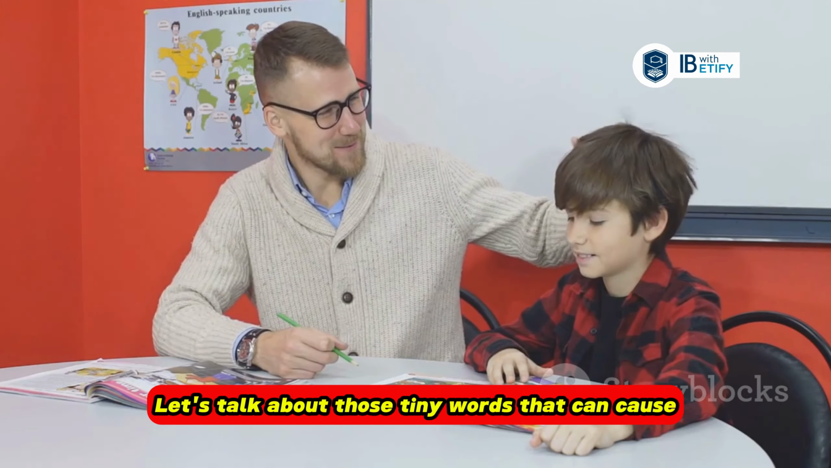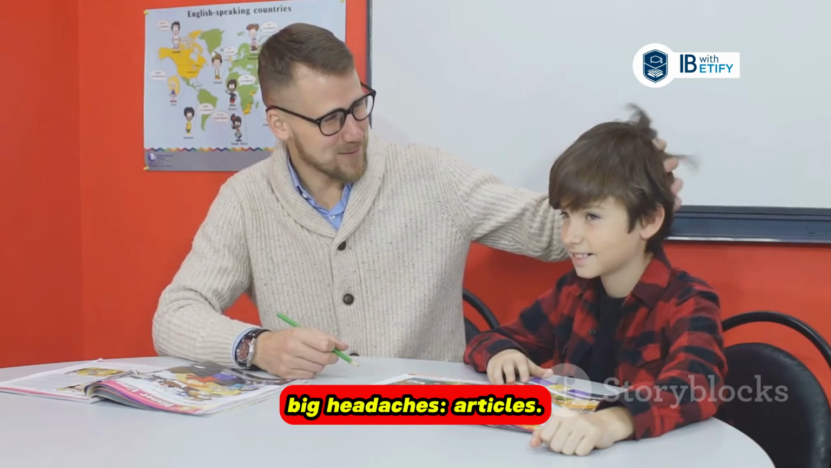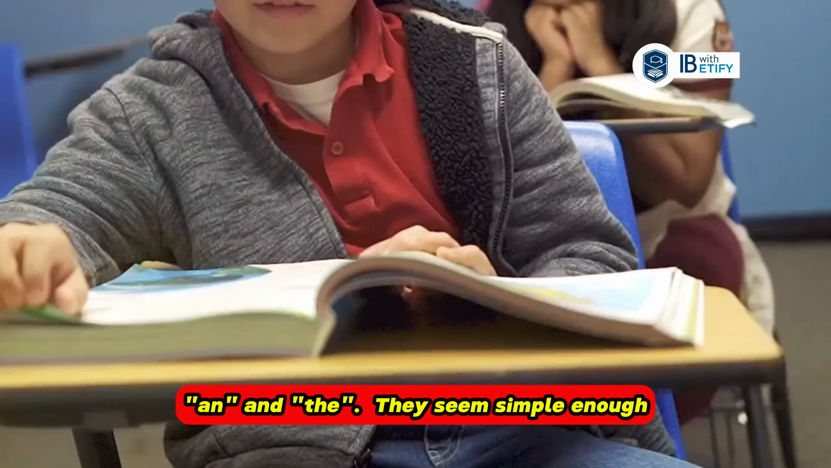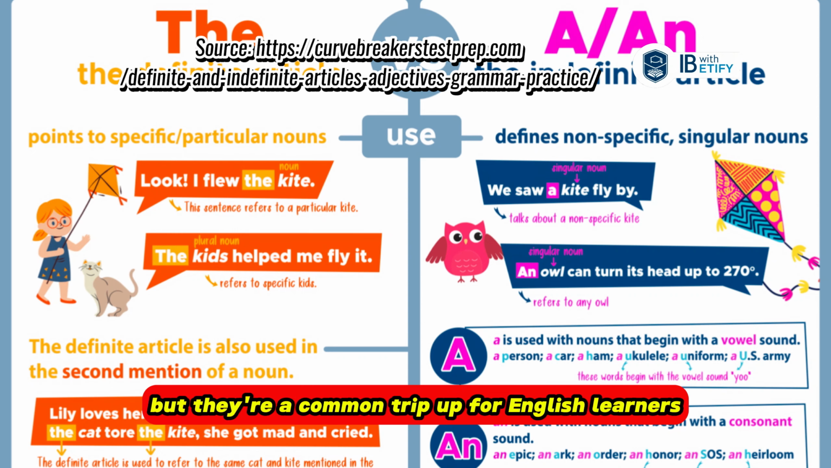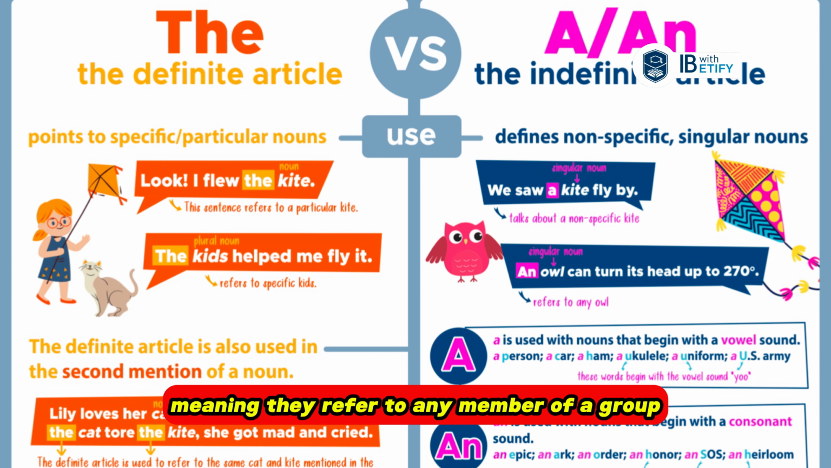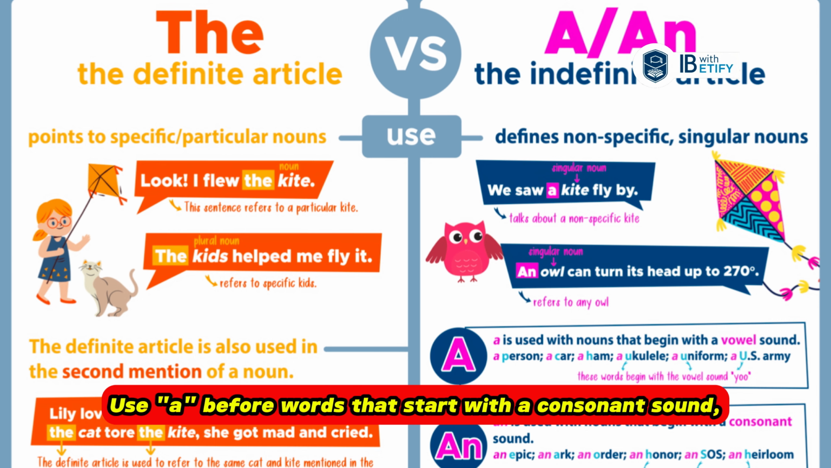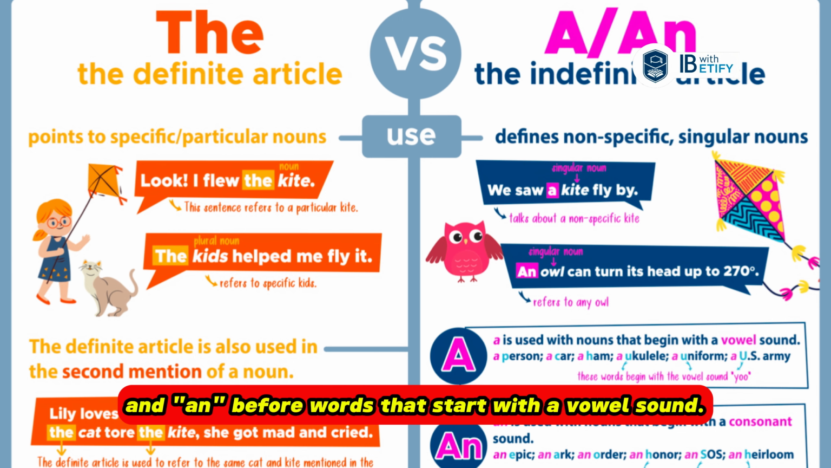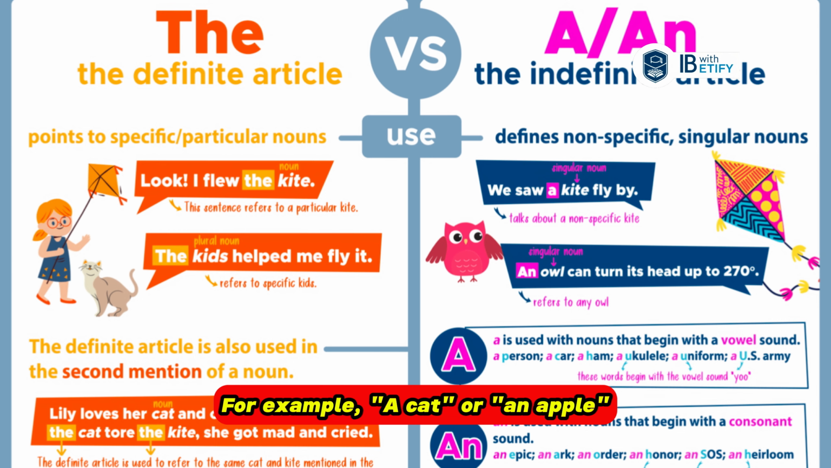Let's talk about those tiny words that can cause big headaches, articles. You know them, a, an, and the. They seem simple enough, but they're a common trip-up for English learners. So, when do you use a or an? Well, they're indefinite articles, meaning they refer to any member of a group. Use a before words that start with a consonant sound, and an before words that start with a vowel sound. For example, a cat or an apple.